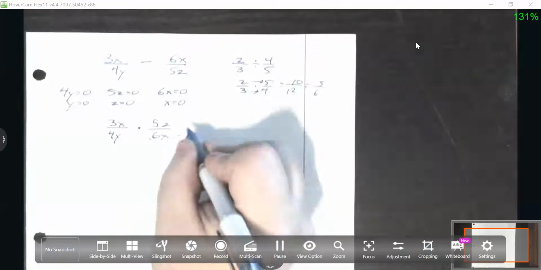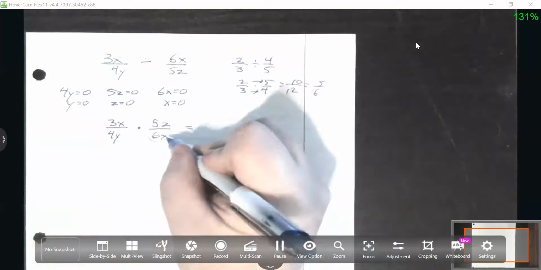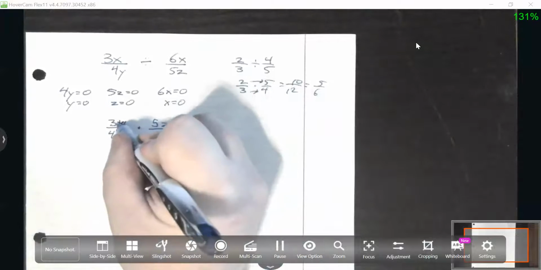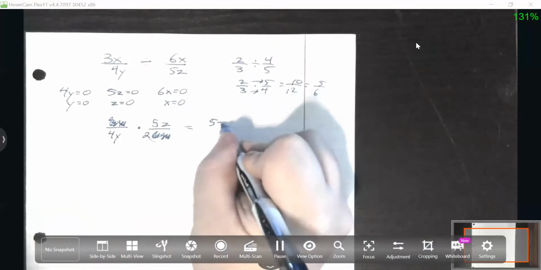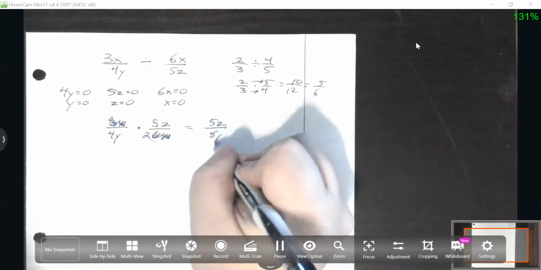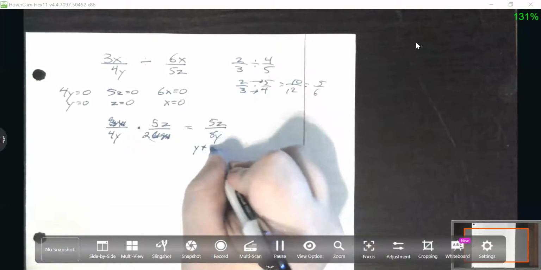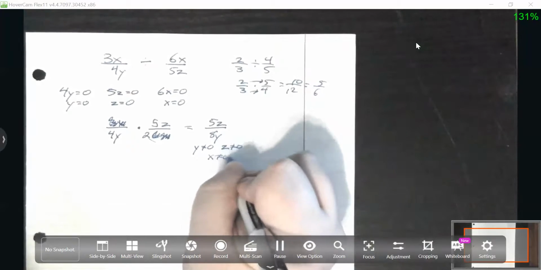So we've actually gotten a third restriction on our domain. Now that we're multiplying, we can just cancel top and bottom like normal. So x can cancel with x. Let's see, 3 can cancel with the 6, leaving a 2 behind. And it looks like I'd be left with 5z over 8y. With all of these restrictions, y cannot be 0, z cannot be 0, and x cannot be 0.